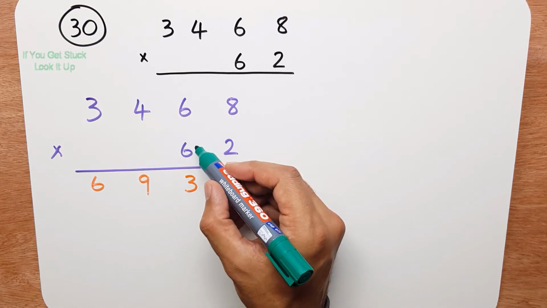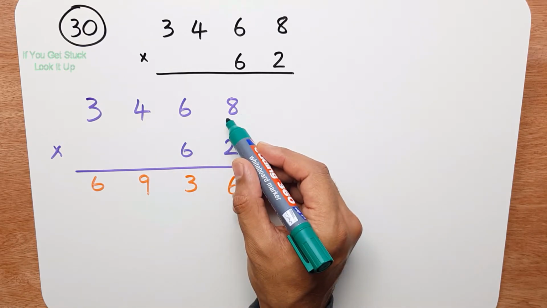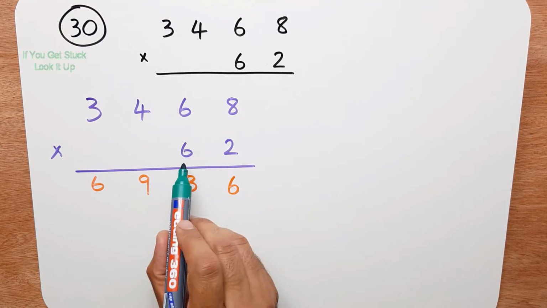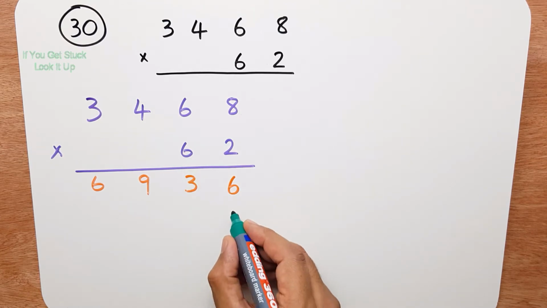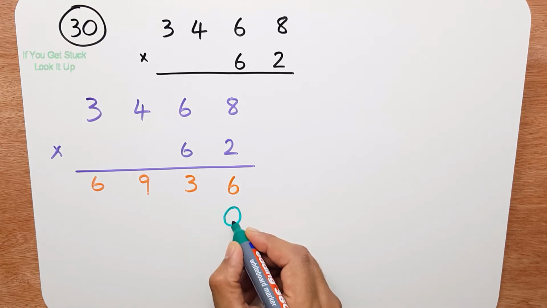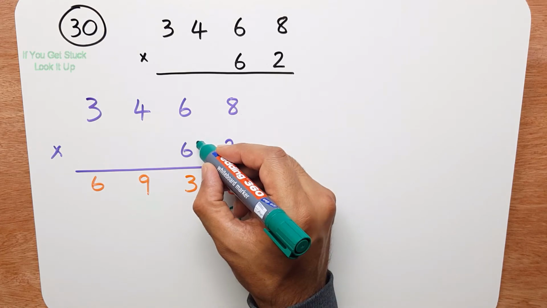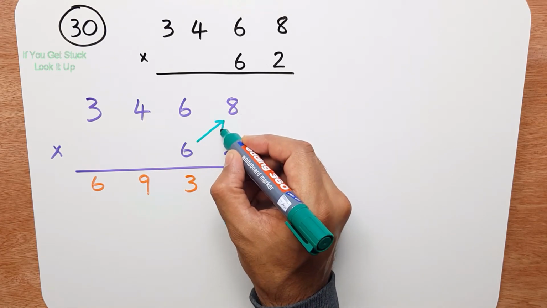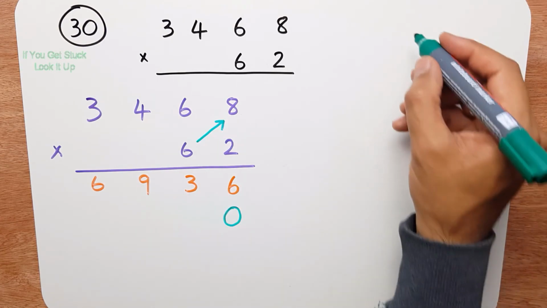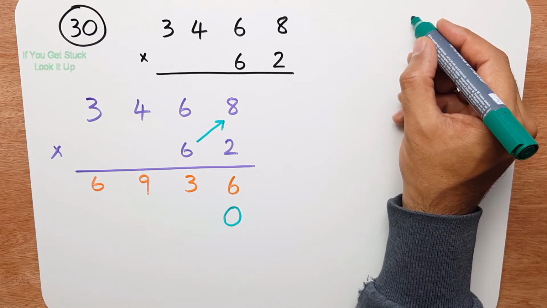So our first calculation is 6 times 8. But before we do that, because we're in the tens column, we're going to put a 0 here as a helper, as a placeholder for us. It makes the calculation much easier. So we're going to do 6 times 8. So let's do our 6 times table.